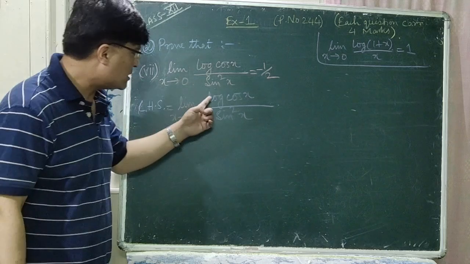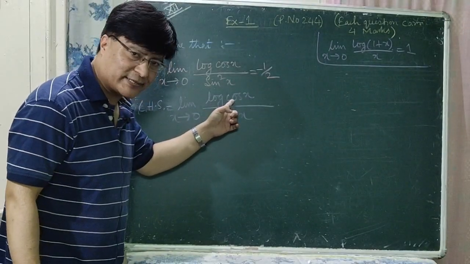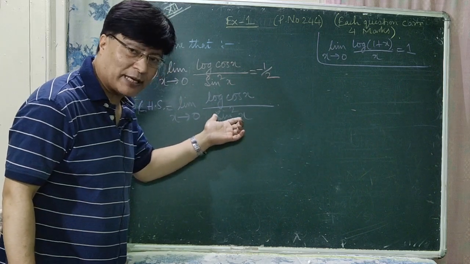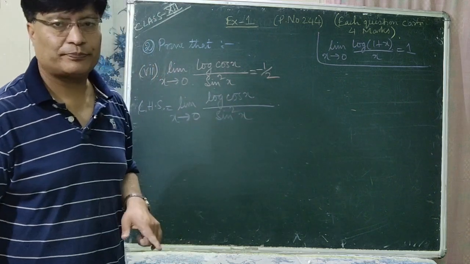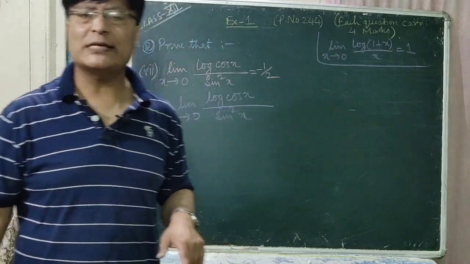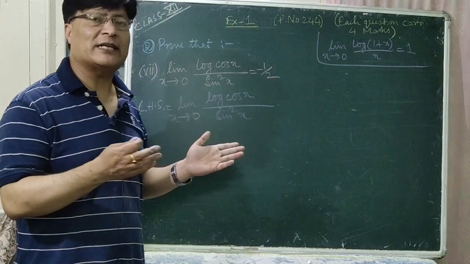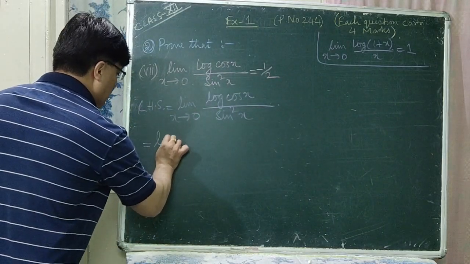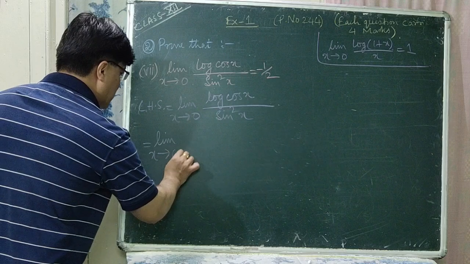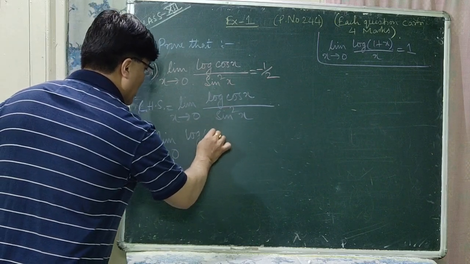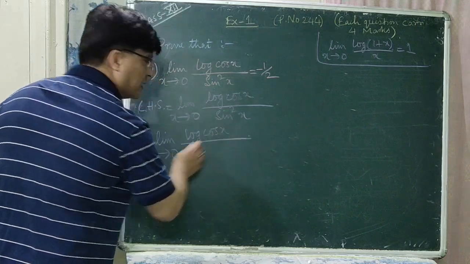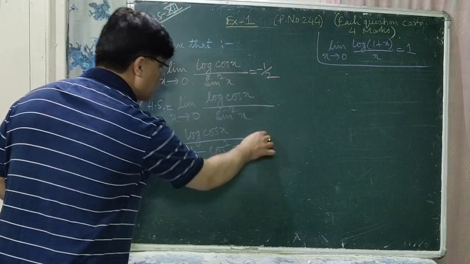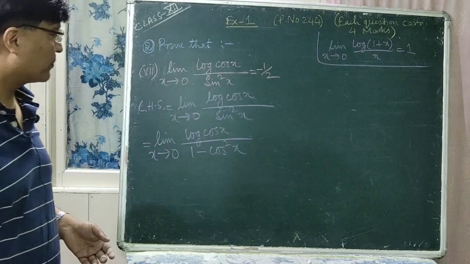Okay, now since it is given as log of cos x, here we have cos x, so we will change this sin square x also into cos x. So you know the formula of sin square x, isn't it? What is the formula for sin square x? It is 1 minus cos square x. You know that, isn't it? So is equal to limit, this is your x tends to 0, log of cos x divided by, what is sin square x? It is 1 minus cos square x.